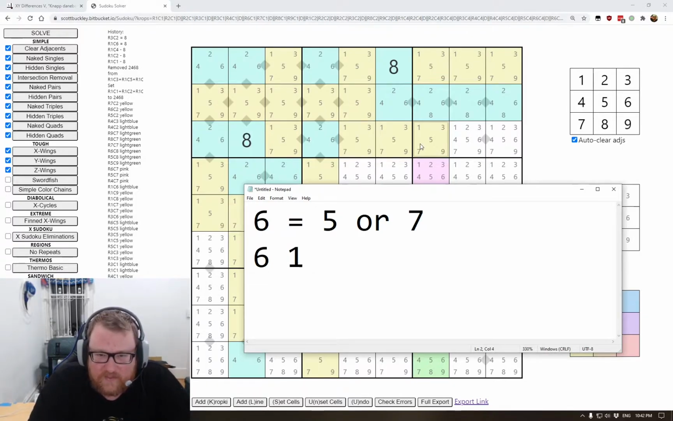And from there, we can't go up by 5 again to 6. So we're going to have to go up by 7 to 8. And from 8, we can't go up. We're going to have to go down. And then we can't go down by 7.